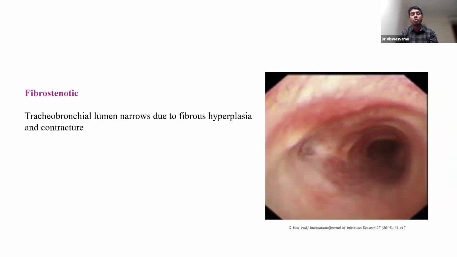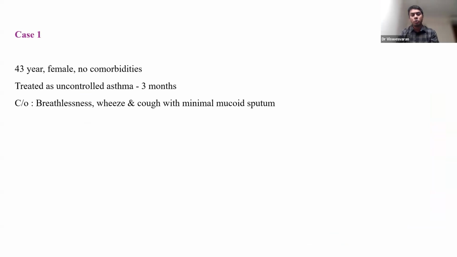But the dreaded complication of all these forms of endobronchial TB is the fibrostenotic variant. There are cases where the patient has essentially lost an entire lung secondary to bronchial stenosis, and suffers from debilitating breathlessness, especially due to involvement of the trachea by tuberculosis. So I'll take you through two or three cases to help you understand what endobronchial TB can really do in the life of a patient.